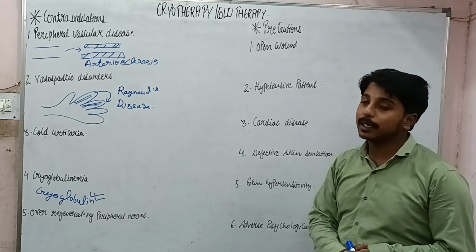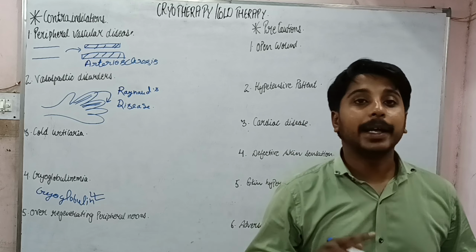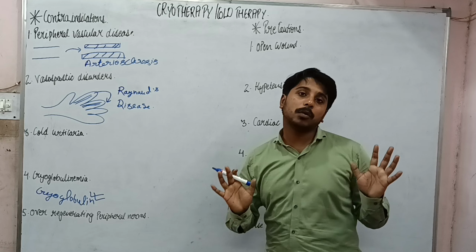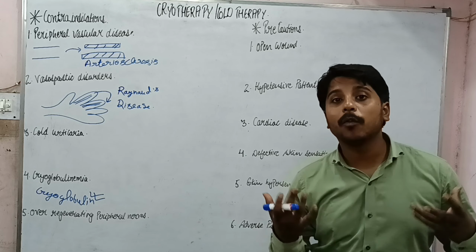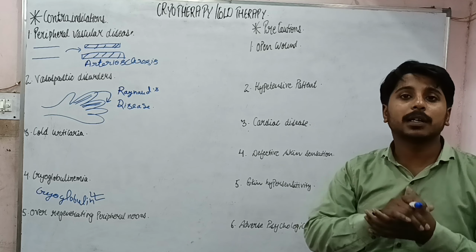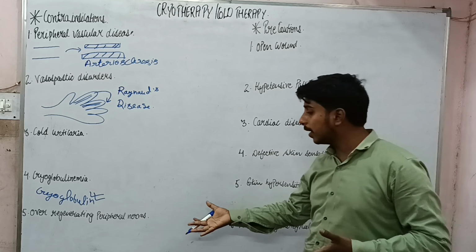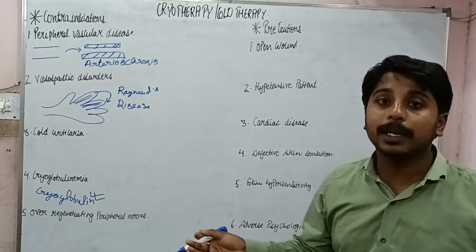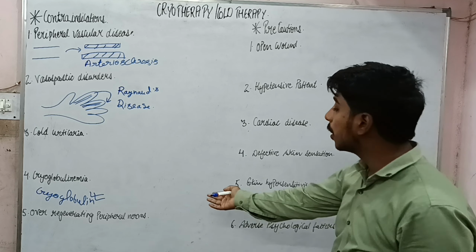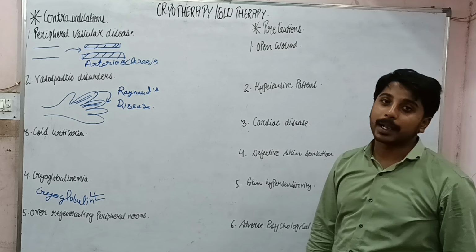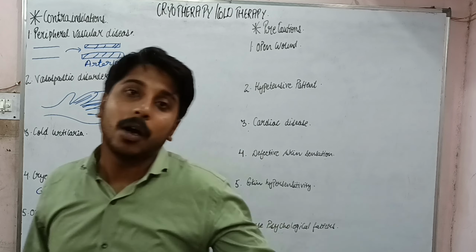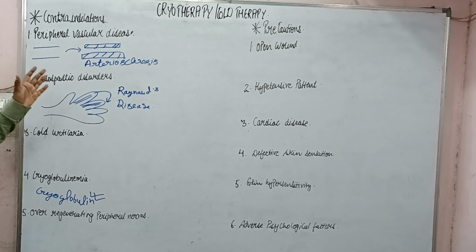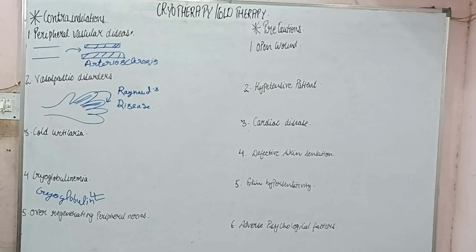Last is over regenerating peripheral nerves. If the injury to the individual has also injured the nerves, and the nerves are regenerating at that part, we will avoid the application of a cold pack. Why? Because the regeneration of nerve is reduced by the application of a cold pack, so it has a detrimental effect on the regeneration of nerve. So definitely we will not be using a cold pack over regenerating peripheral nerves.